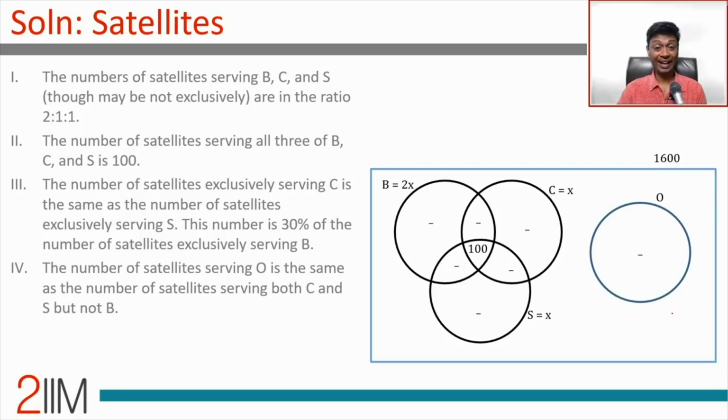The number of satellites exclusively serving C is equal to the number of satellites exclusively serving S. These two are equal. There's 30% of the number of satellites exclusively serving B. So this is Y, this is 0.3Y, this is 0.3Y. The number of satellites serving O is the same as the number of satellites serving both C and S, but not B. So this number, C and S but not B, is equal to this number. We put this as some K, this will also be K.